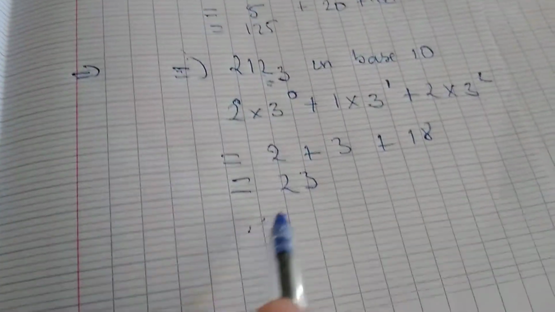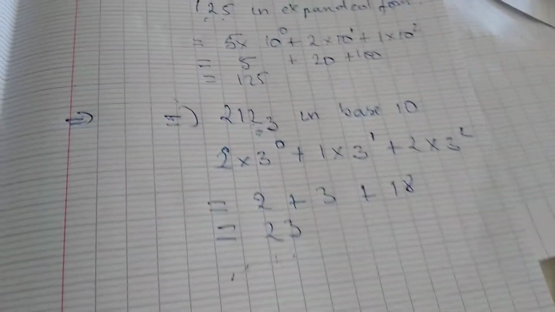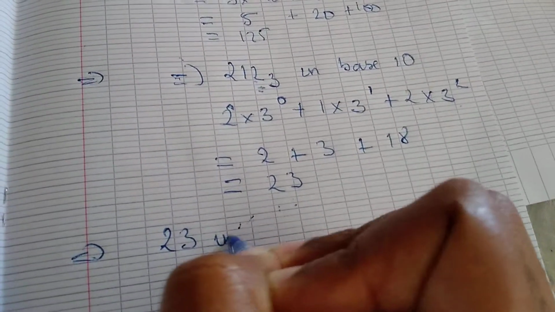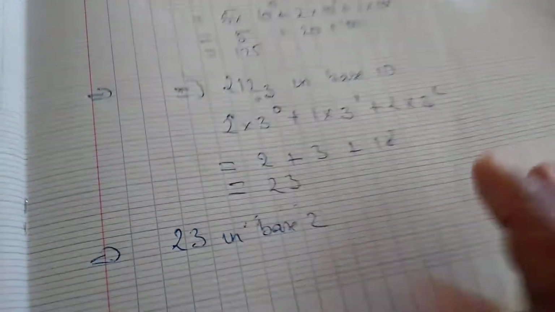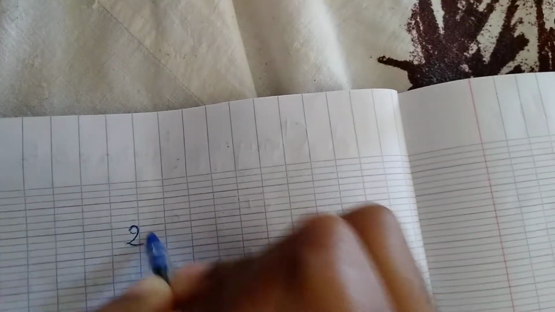Now, knowing what I have in base 10, I can change 23 to base 2, following what I taught in my previous video. In case you don't get that part, go to my videos and you will see. I divide, making sure I get 0 at the quotient, and then read the remainders from the bottom up. So I'm going to divide 23 by 2.